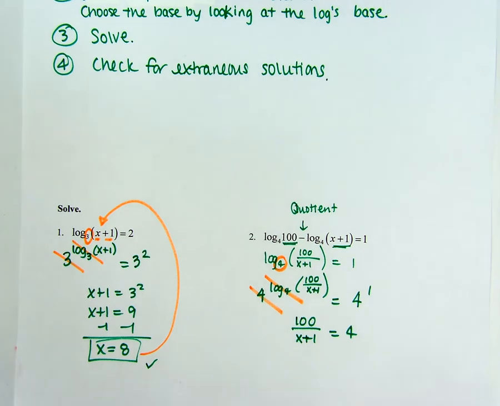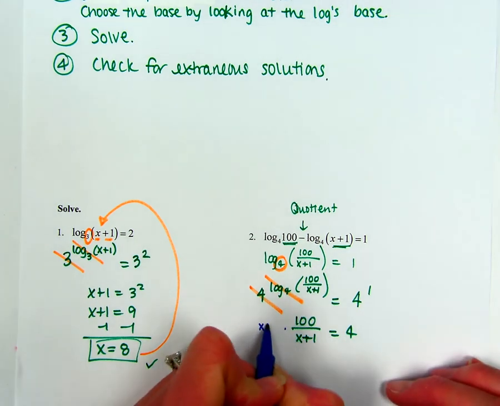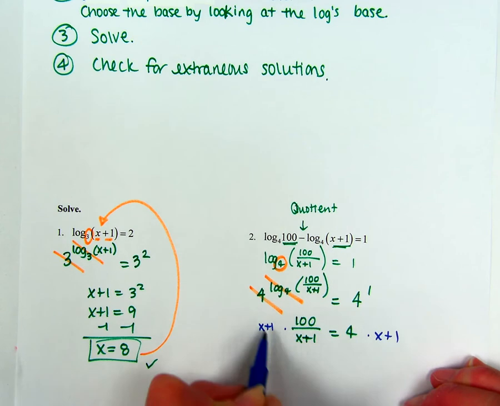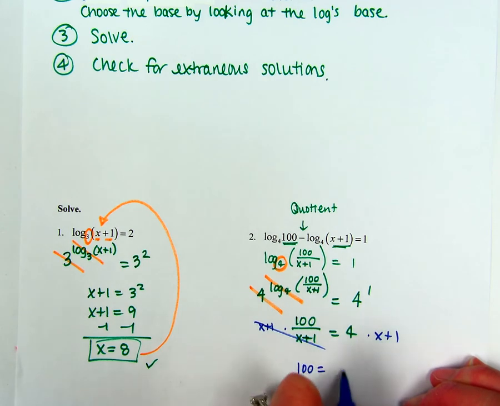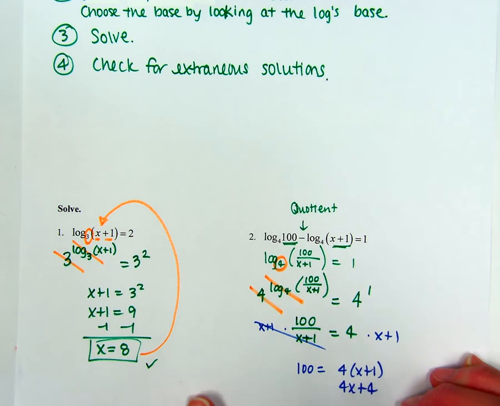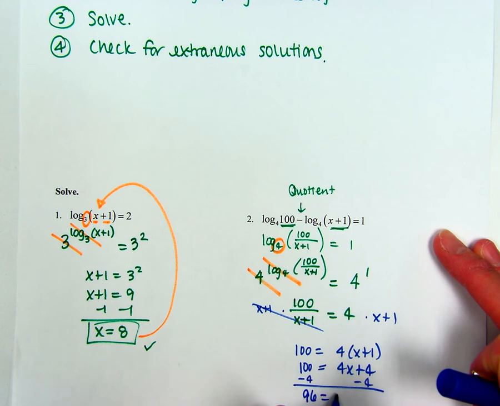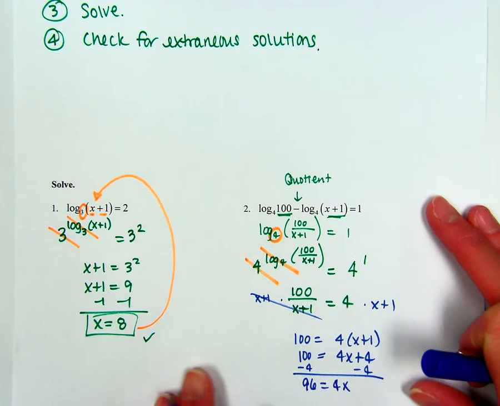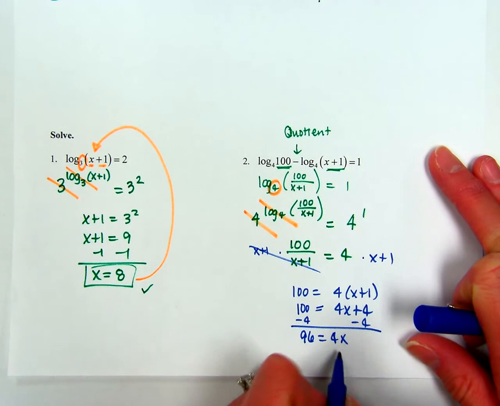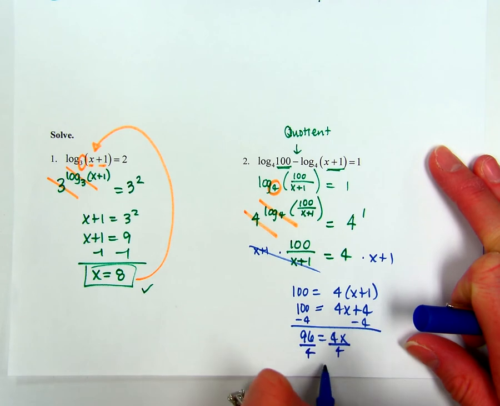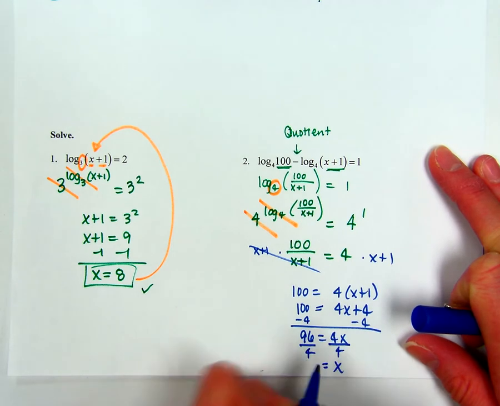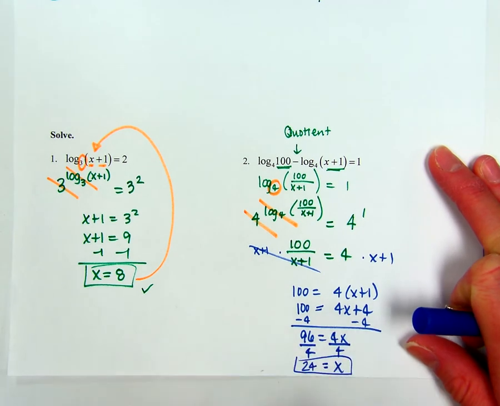If I want to get rid of the x plus 1 on both sides, I multiply by x plus 1. I get 100 equals 4 times the quantity x plus 1, which is 4x plus 4. And then I subtract 4 on both sides, so that's 96 equals 4x. And then in my final step, I'm going to divide by 4. Okay, so my final answer is x equals 24.